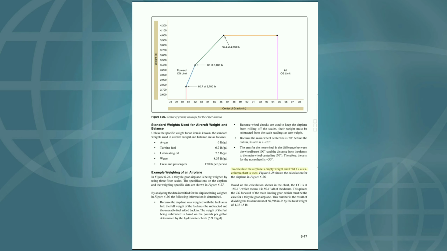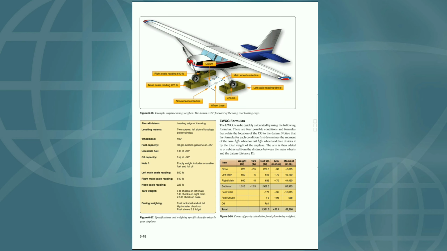To calculate the airplane's empty weight and EWCG, a 6-column chart is used. Figure 6-28 shows the calculation for the airplane in figure 6-26. Based on the calculation shown in the chart, the CG is at plus 50.1, which means it is 50.1 inches aft of the datum. This places the CG forward of the main landing gear, which must be the case for a tricycle gear airplane. This number is the result of dividing the total moment of 66,698 inch-pounds by the total weight of 1,331.5 pounds.